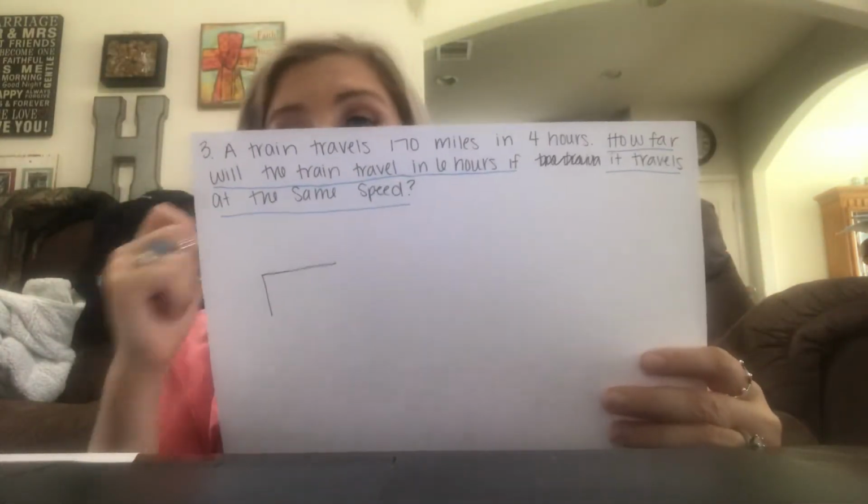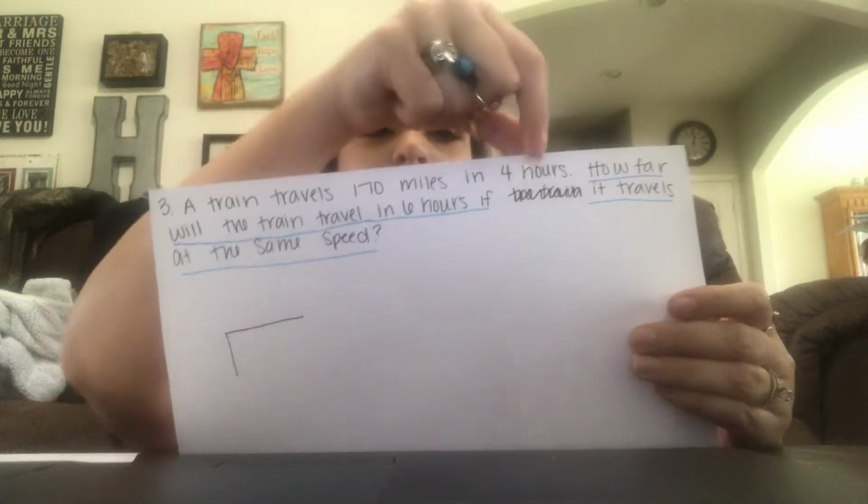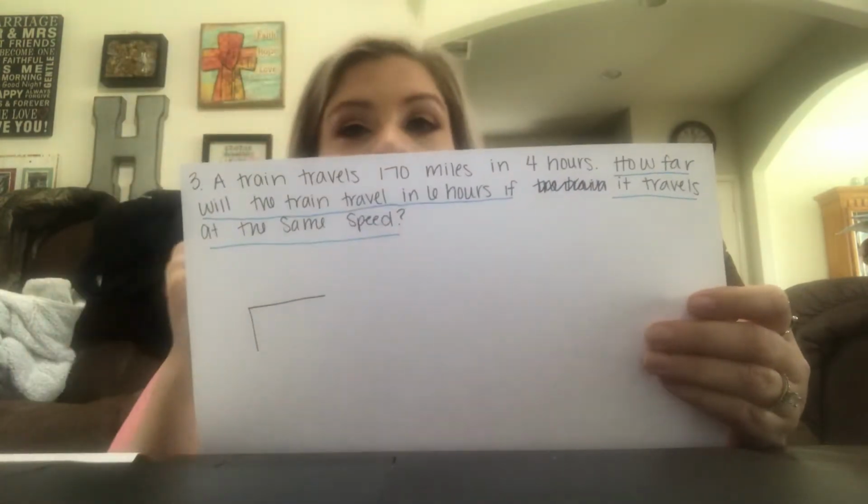So getting started, it says a train travels 170 miles in 4 hours. How far will the train travel in 6 hours if it travels at the same speed? So we want to know for 6 hours, but it gives us 4 hours. So let's find 1 hour. We're going to take that 4, since that's what we want to know 1 of, and we're going to place it on the outside of the division. And then we're going to take the 170, the miles, and put it on the inside.